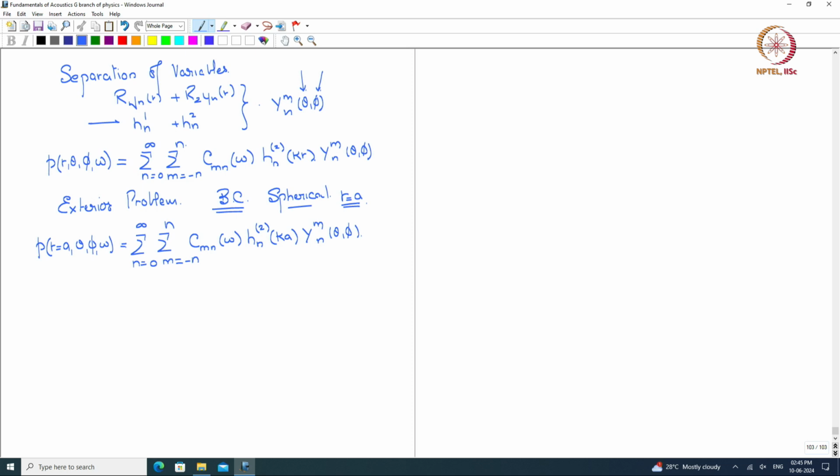Okay. Now we know from the orthogonality relation, integral 0 to twice pi, 0 to pi, Ymn theta comma phi, Y m conjugate n theta comma phi, sin theta d theta d phi, is equal to delta n n dash delta m n dash, right.